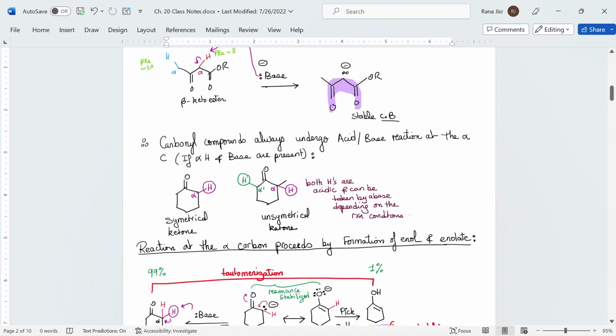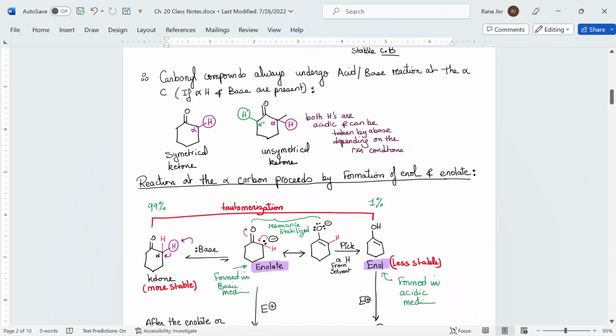So carbonyl compounds always undergo acid-base reactions, and the acid-base reaction is always at the alpha carbon, depending on how many alpha hydrogens you have. If you have one alpha hydrogen, then the base is going to come and take that alpha hydrogen. Now, if we have a case of an unsymmetrical ketone, where we have two different alpha hydrogens, and both alpha hydrogens are similar in acidity, then the base can take any one of them. And that is going to be dependent on the solvent condition. So the reaction is going to proceed at the alpha carbon by the formation of the enol and the enolate.